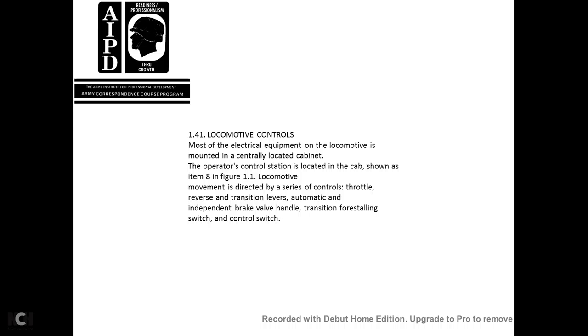141. Locomotive controls. Most of the electrical equipment of the locomotive is mounted in a centrally located cabinet. The operator control station is located in the cab, shown as item 8 of figure 1.1. Locomotive movement is directed by a series of controls: throttle, reverse and transition levers, automatic and independent brake valve handles, transition foot switch, and control switch.